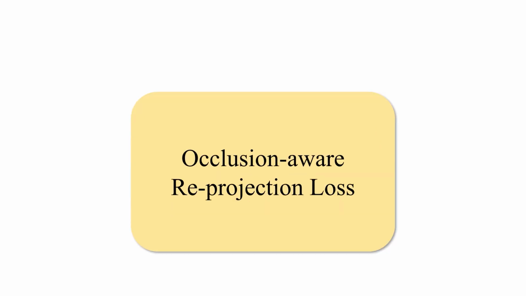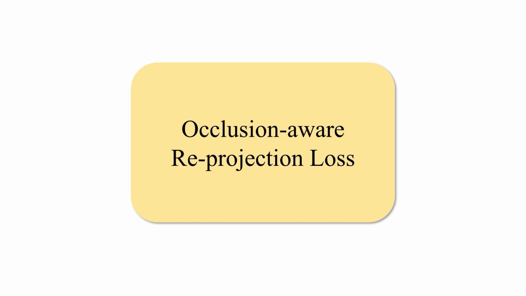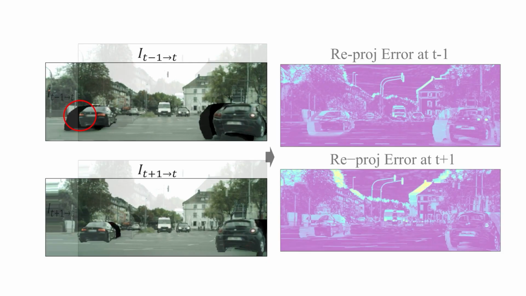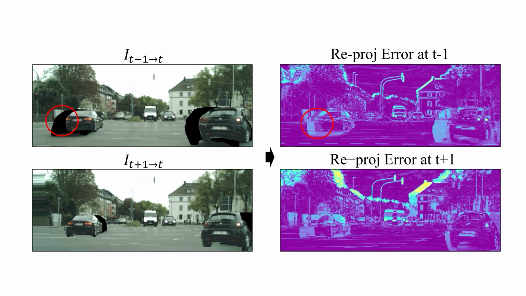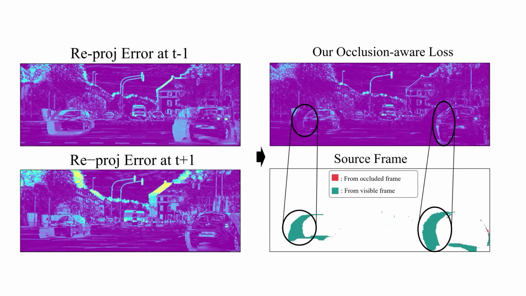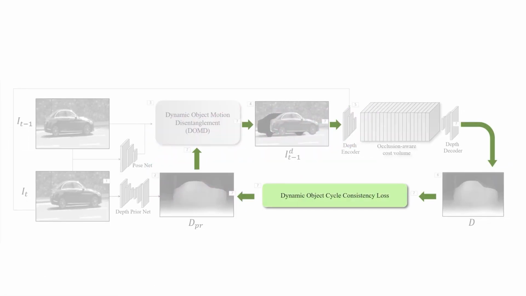We further propose an occlusion-aware reprojection loss. The backgrounds occluded at time t-1 are usually visible at t+1 and vice versa. These occlusion areas will generate noisy reprojection errors. Using the non-occluded source frame error for each pixel can avoid most of the occlusions. The widely used per pixel minimum loss function does not work for all pixels, while our occlusion-aware loss always correctly chooses the non-occluded area. Finally, our cycle consistency loss enables the final depth prediction to backward guide the learning of the depth prior prediction to achieve a mutual reinforcement learning scheme.